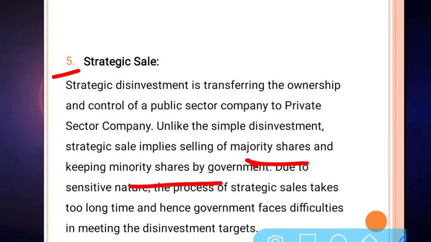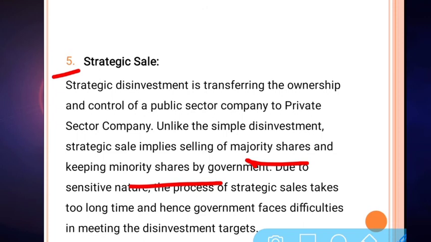Because government is still expecting that after transferring the organization to a private company, it will again turn to profit, and government may earn some return in the form of dividend and increase in price, and that is why government keeps a small amount of shares in this organization also. But the process of strategic sell is quite sensitive in nature, and that is why it takes too long, and sometimes government is not able to meet its disinvestment target because it will ultimately lead to delay.